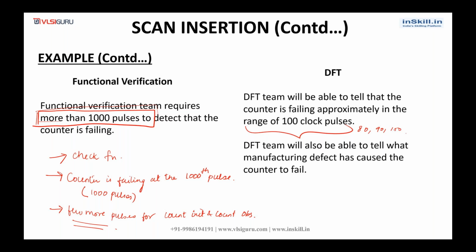So how are we able to easily control and observe our circuit? It is because we have gone for scan insertion. That is the need for scan insertion: to gain controllability and observability of our design. Additionally, DFT engineers will be able to tell what manufacturing defect has caused the chip to fail. In this case, we will be able to tell what manufacturing defect has caused the counter to fail.